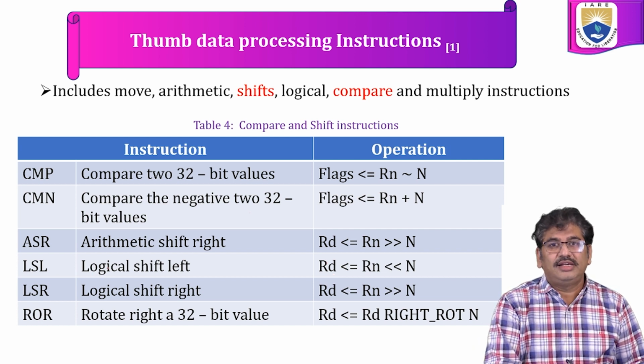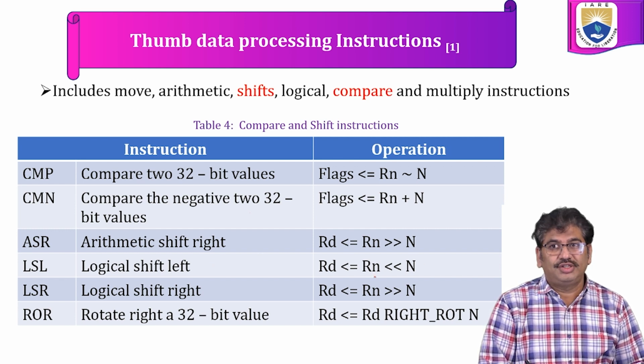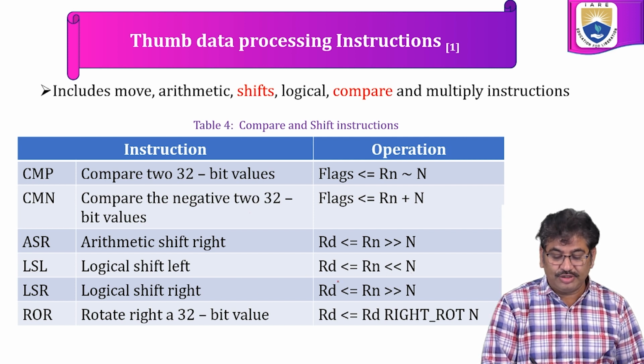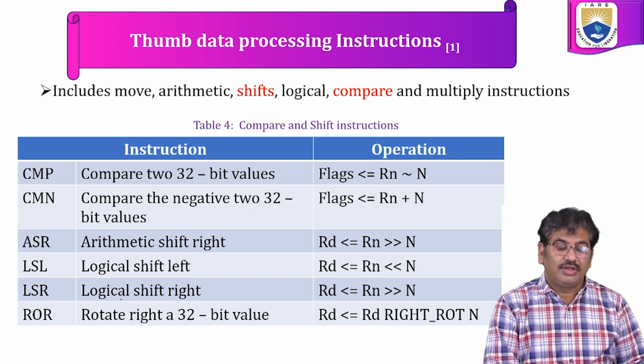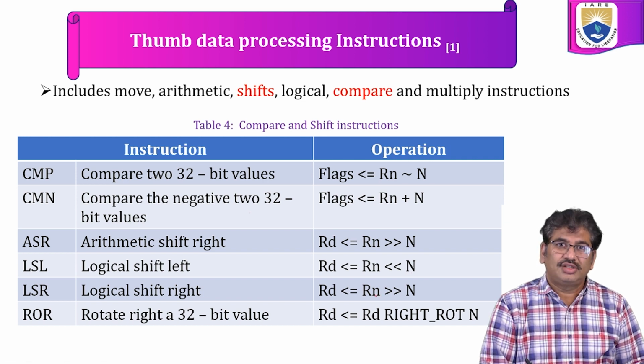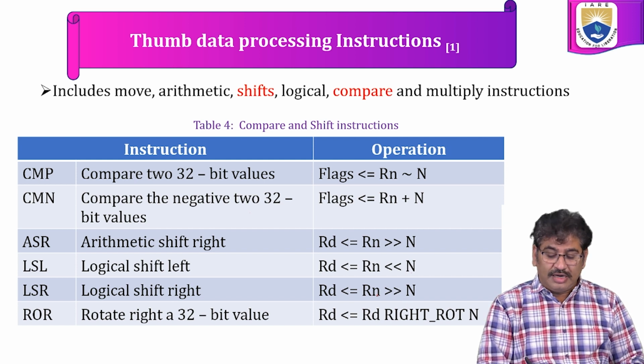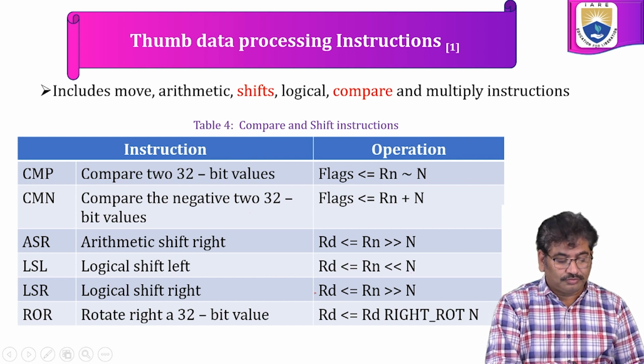LSL is for logical shift left. Here the contents of Rn register will be shifted towards the left side depending upon the value of N. Either N can be an immediate data or through Rm, and the result will be stored in RD register. LSR, which is logical shift right. Here the contents of Rn register will be shifted towards the right side by N bits, whichever you have specified as immediate data or through registers, and the result will be stored in RD register.